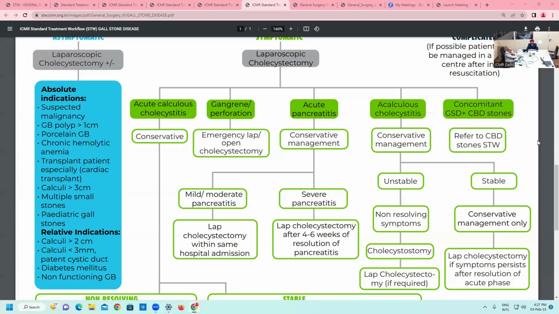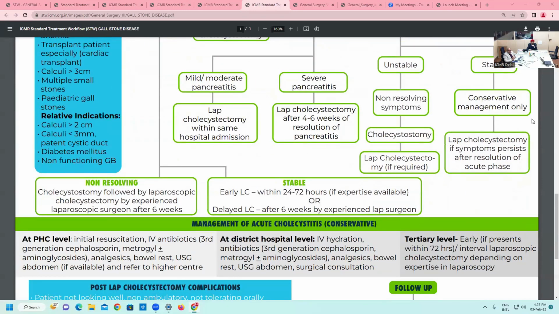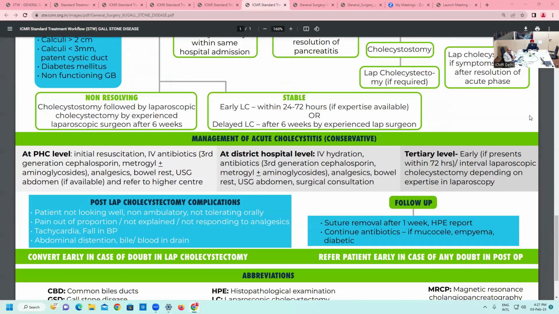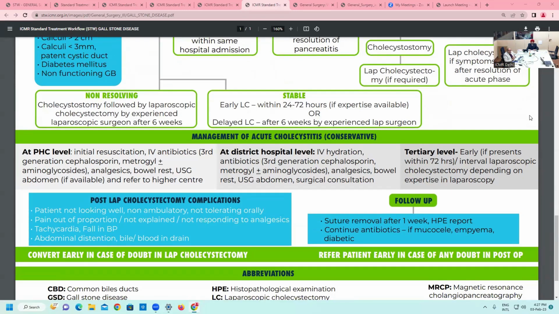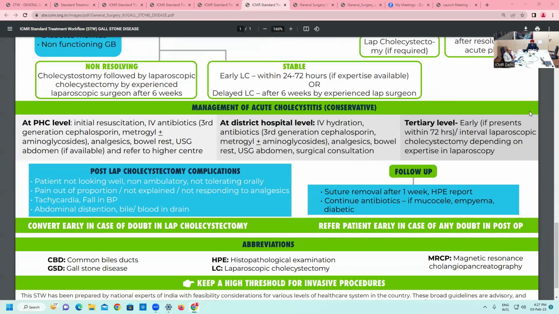In non-resolving patients, or patients who are not fit for definite procedures, then we can go for cholecystostomy, where either we go for open cholecystostomy. But in today's time, when we have good ultrasound or imaging guidance available, percutaneous cholecystostomy can be done and the crisis can be tided over. And once the patient settles down, we can go for a definitive cholecystectomy.